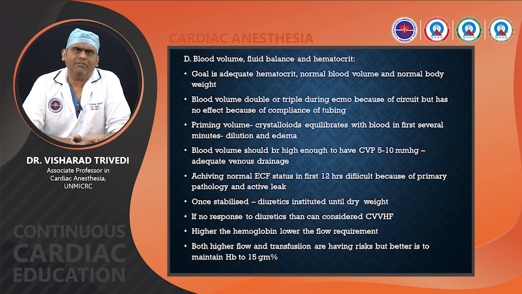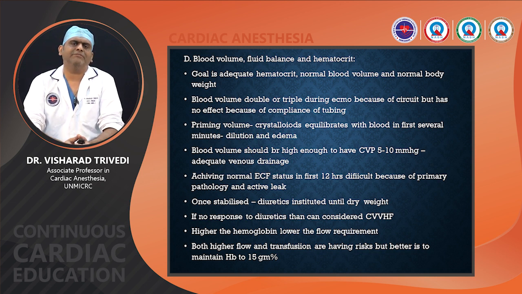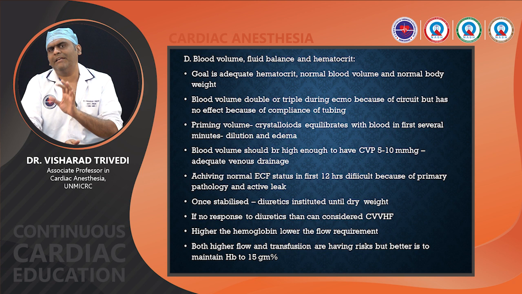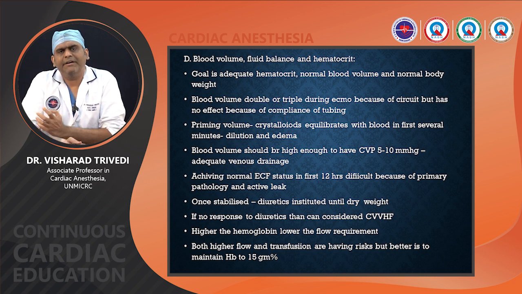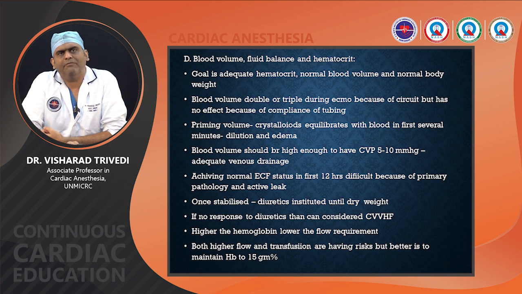Initially for 1 day, blood volume is actually getting doubled or tripled once you put the patient on Veno Venous ECMO, but this crystalloid easily equilibrates with the blood within 1 or 2 days. So blood volume should be adequate enough to have adequate drainage on the venous side also. So your CVP should be kept around 5 to 10 mm of Hg. If your CVP drops, then your suction force on the venous side also increases, and that may cause hemolysis as well as venous chattering.